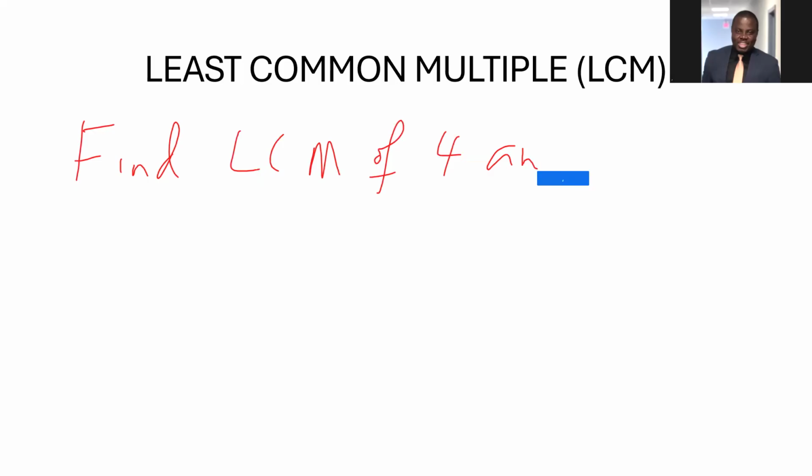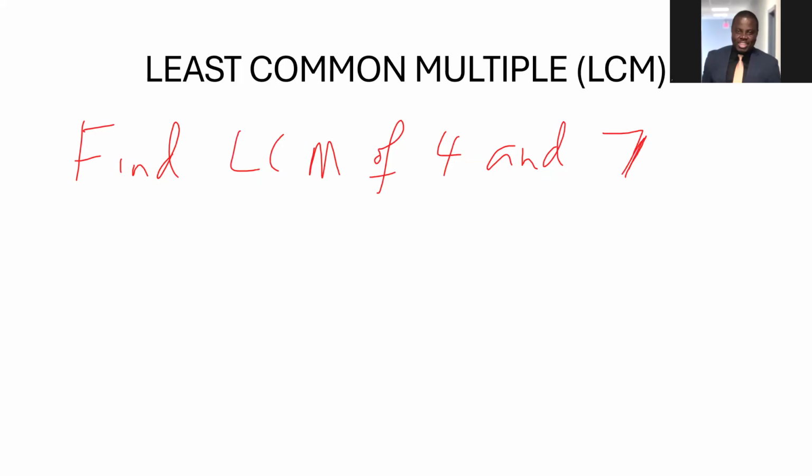Hello guys, in this video I want to talk about the least common multiple, or sometimes called the lowest common multiple. Now let's start with this example. Find the least common multiple of 4 and 7. 4 and 7.